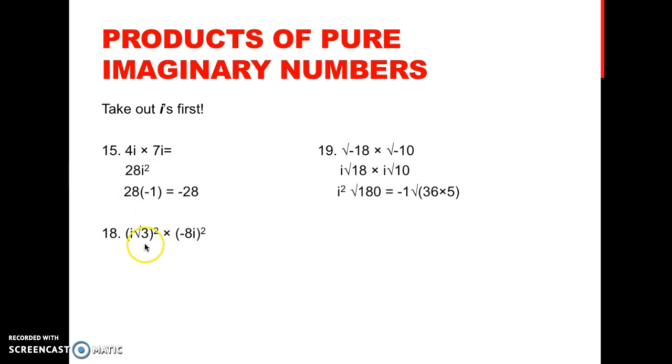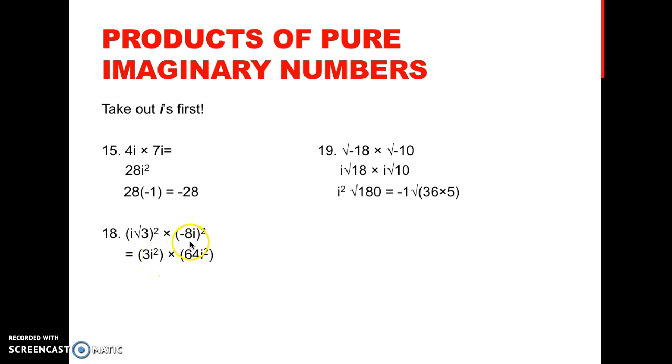Now we can look at number 18. Forgive me for having number 19 over here. We have i times the square root of 3, and then squared, times negative 8i squared. Well, when we square a square root, we get rid of that square root sign, so we have i times 3, and then we square, don't forget to square that i as well, so we have 3 times i squared. Remember, your integers always come first before your i or your b.